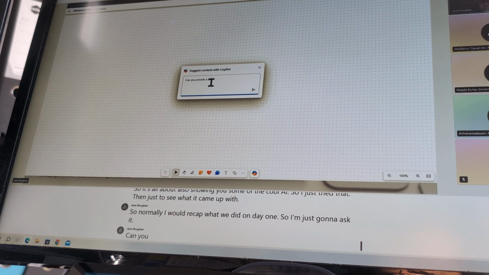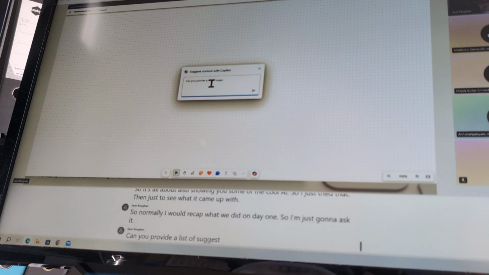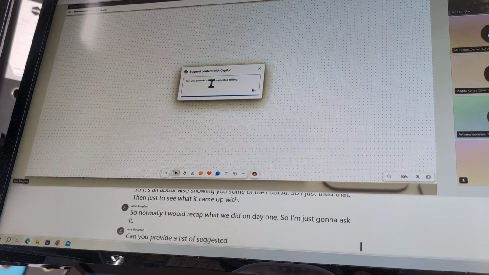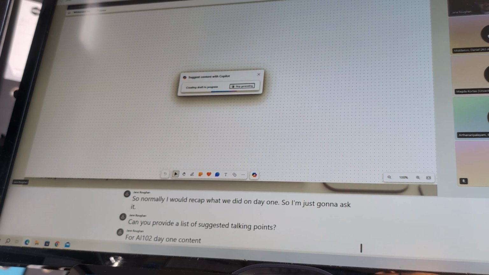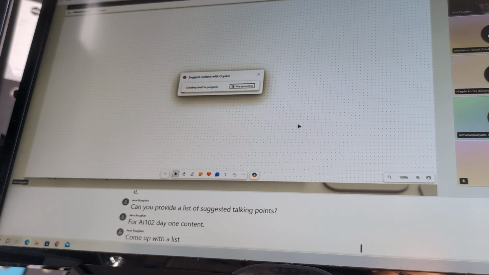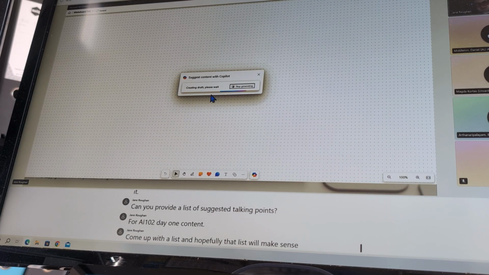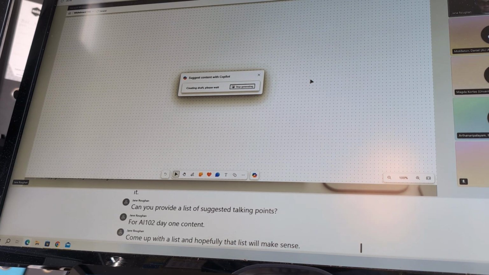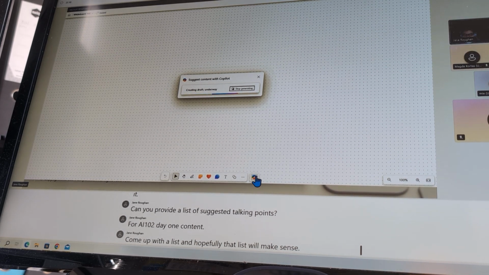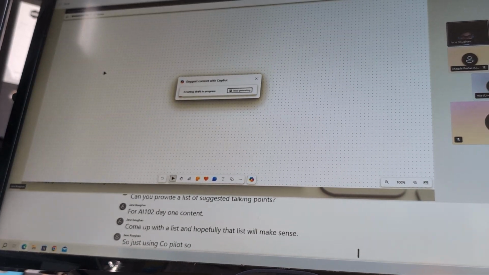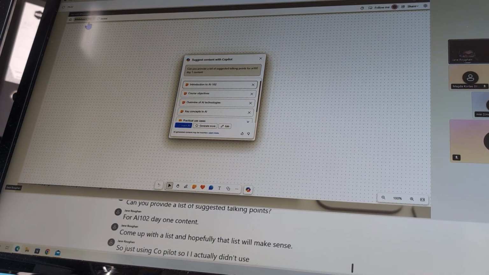Provide a list of suggested talking points for AI-102 Day 1 content. So I've come up with a list, and hopefully that list will make sense. So just using Copilot. I actually didn't use Whiteboard for a long time.